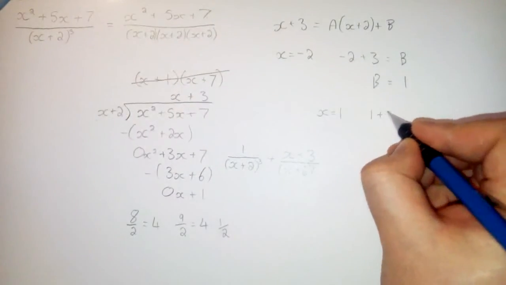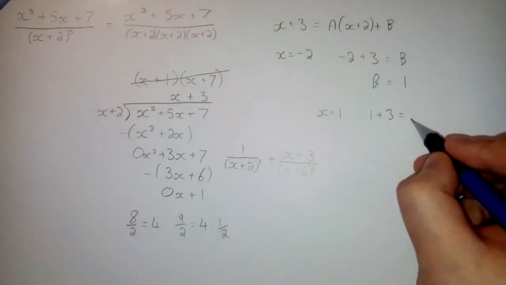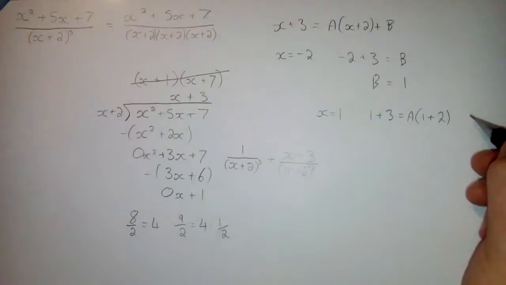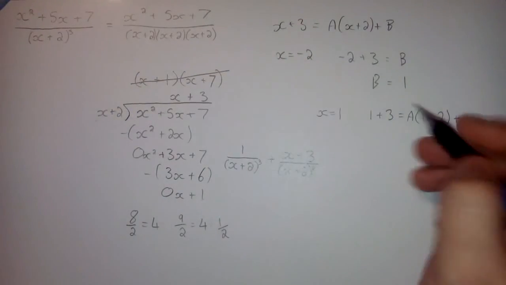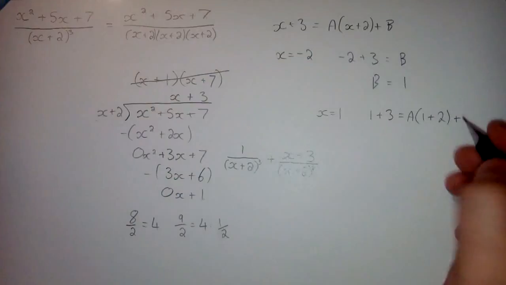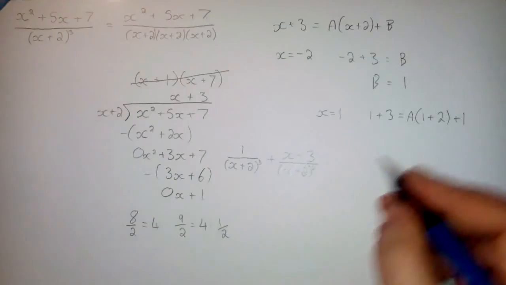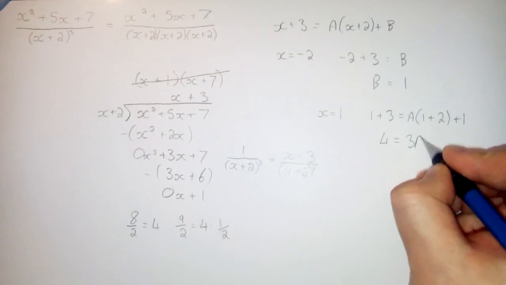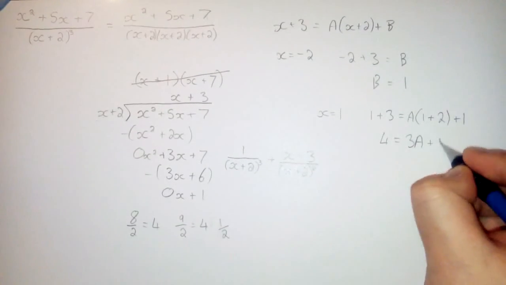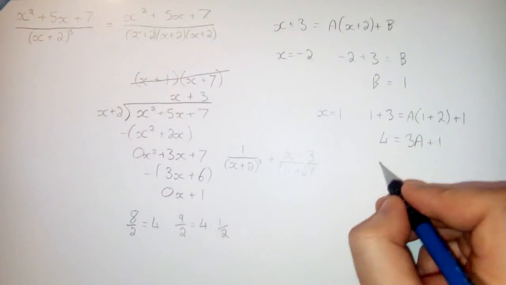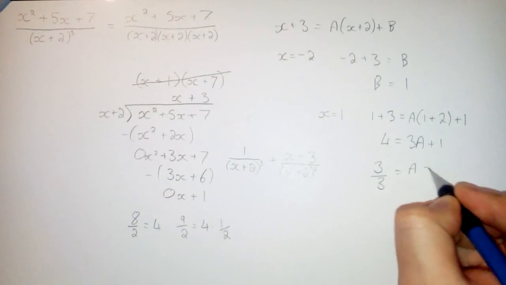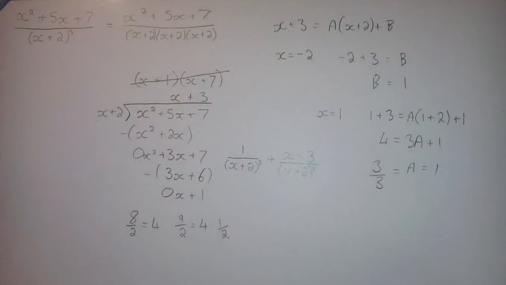x is 1, so 1 plus 3 equals a times (1 plus 2) plus b, not forgetting that we add the b, which we now know is 1. So that gives us 4 equals 3a plus 1. Move the 1 over, that gives us 3 over 3 equals a, which is 1 again.